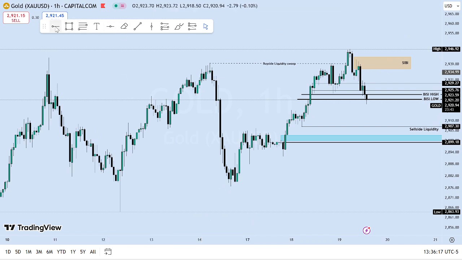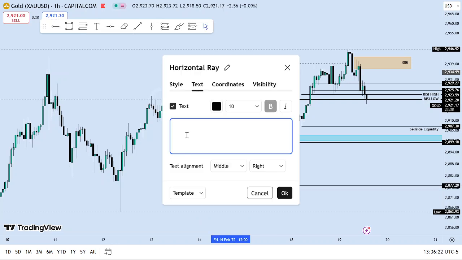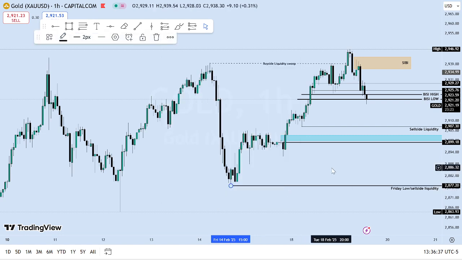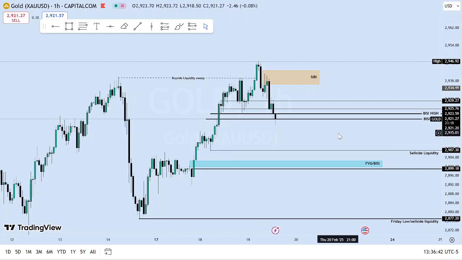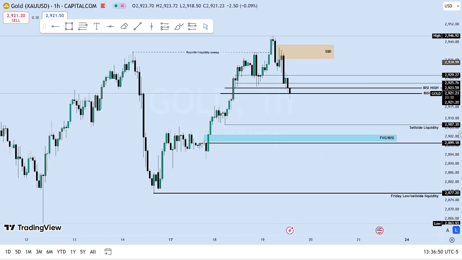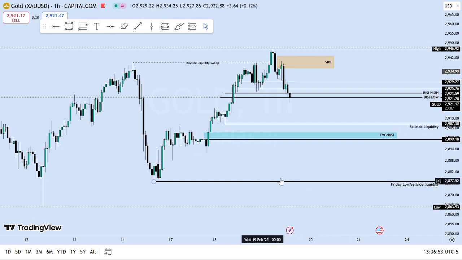It might not be today. Here is a low. Friday low. That's sell side liquidity. If you want to enter a swing trade, enter from here, then put your stop loss above here. Then you just have patience for it to play out, taking this Friday. It's coming to take this Friday low.